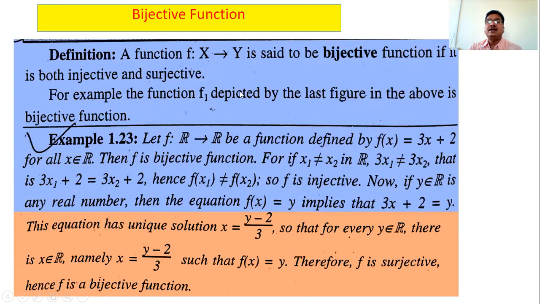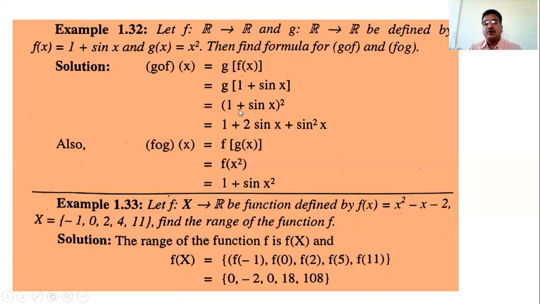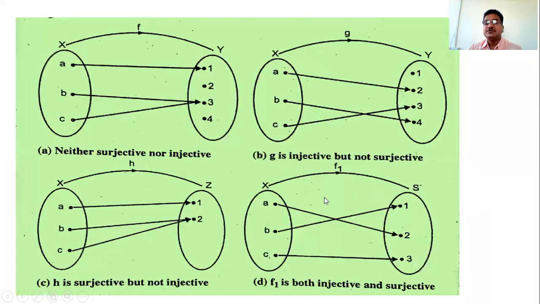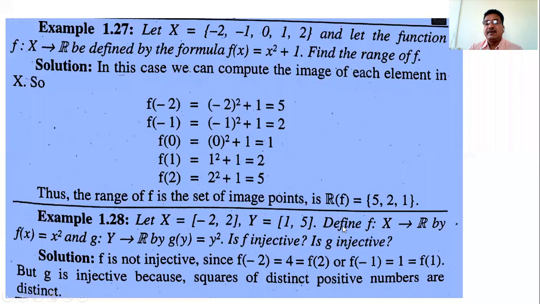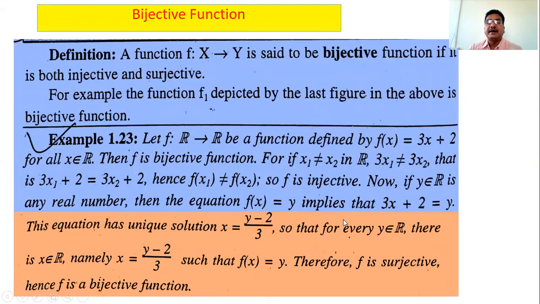Then this is the definition of bijective functions. The function which is both injective and surjective is called bijective. An example of a bijective function is this function. This function is both injective and surjective, that's why the function is bijective. So the important question on bijective functions is this: let f from R to R be a function defined by f(x) is equal to 3x plus 2 for all x belongs to R, that is the real valued function. Then show that f is bijective.